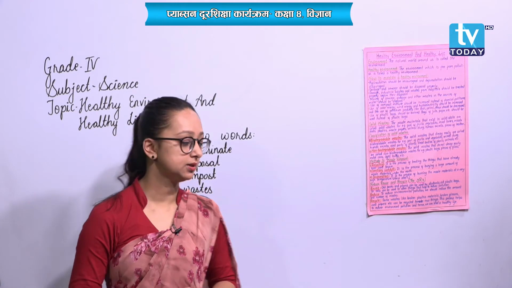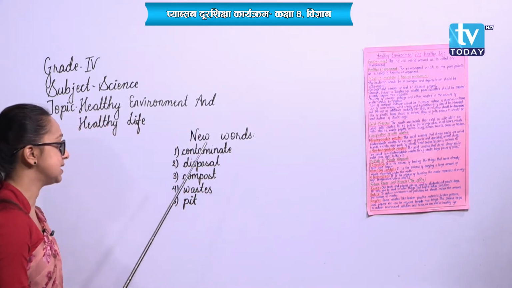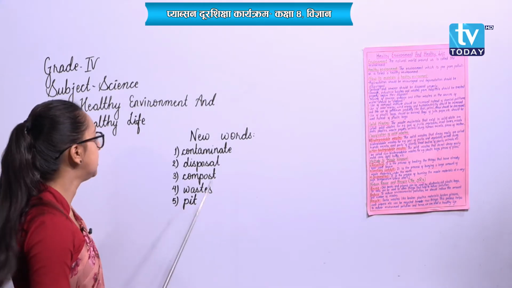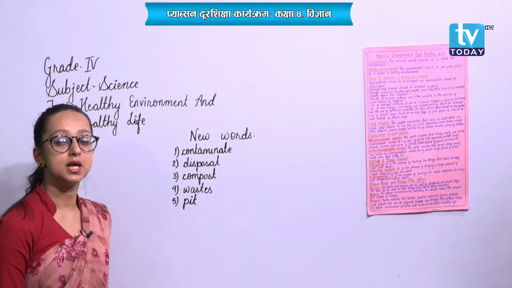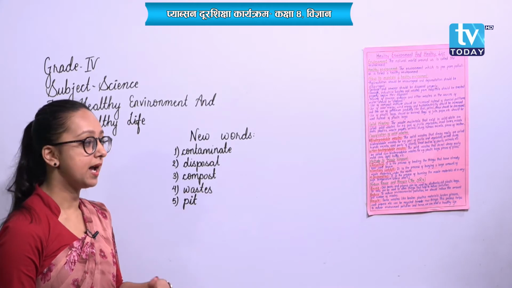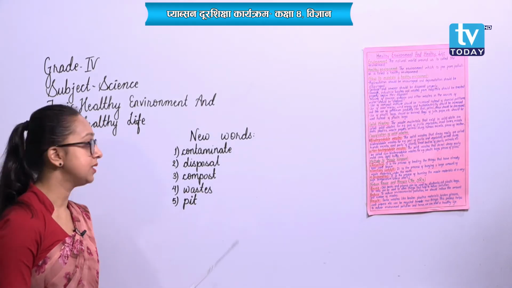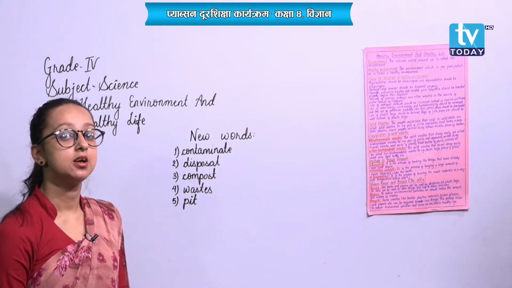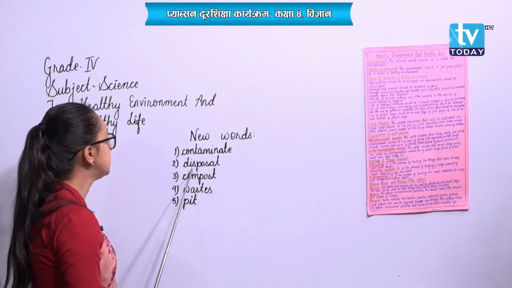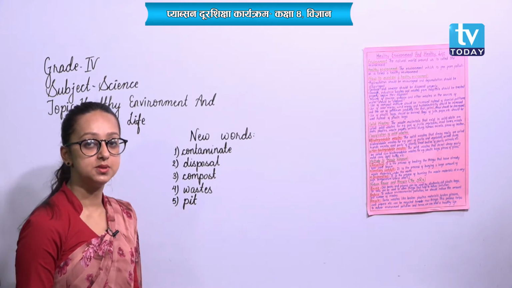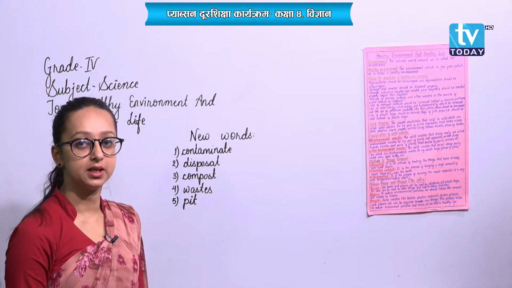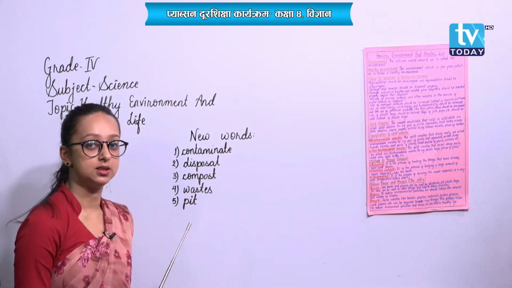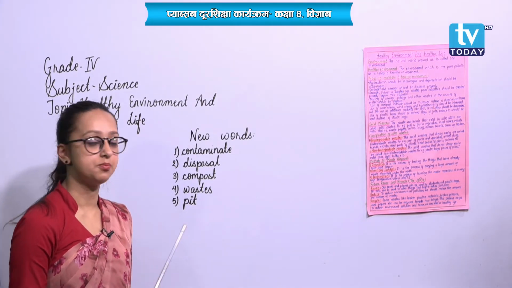Before moving into today's topic, let me draw your attention to the words written on the board. The first word is contaminate. Contaminate means to make something dirty by adding something to it, okay? And disposal. Disposal means to get rid of something or to throw away something.